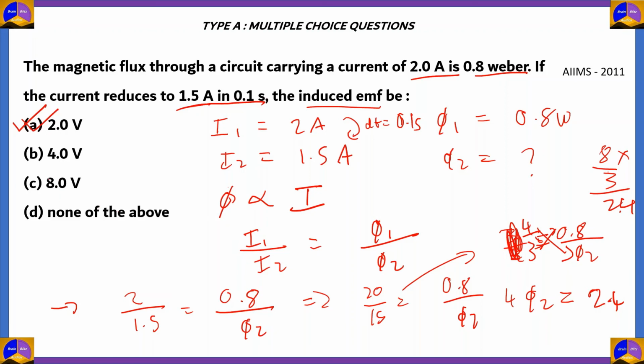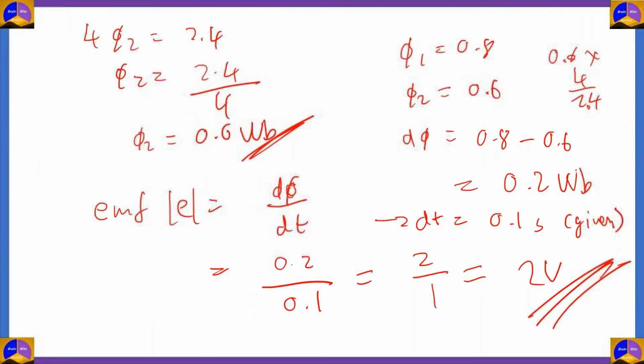Option B, option C, and option D are incorrect because we found the value as option A using the relation between current and magnetic flux, which is a direct relation. And after that, we found out the EMF using the formula E is equal to minus d phi by dt. Again, we just took the modulus, so that we'll get a positive value. So 2 volts is the induced EMF.